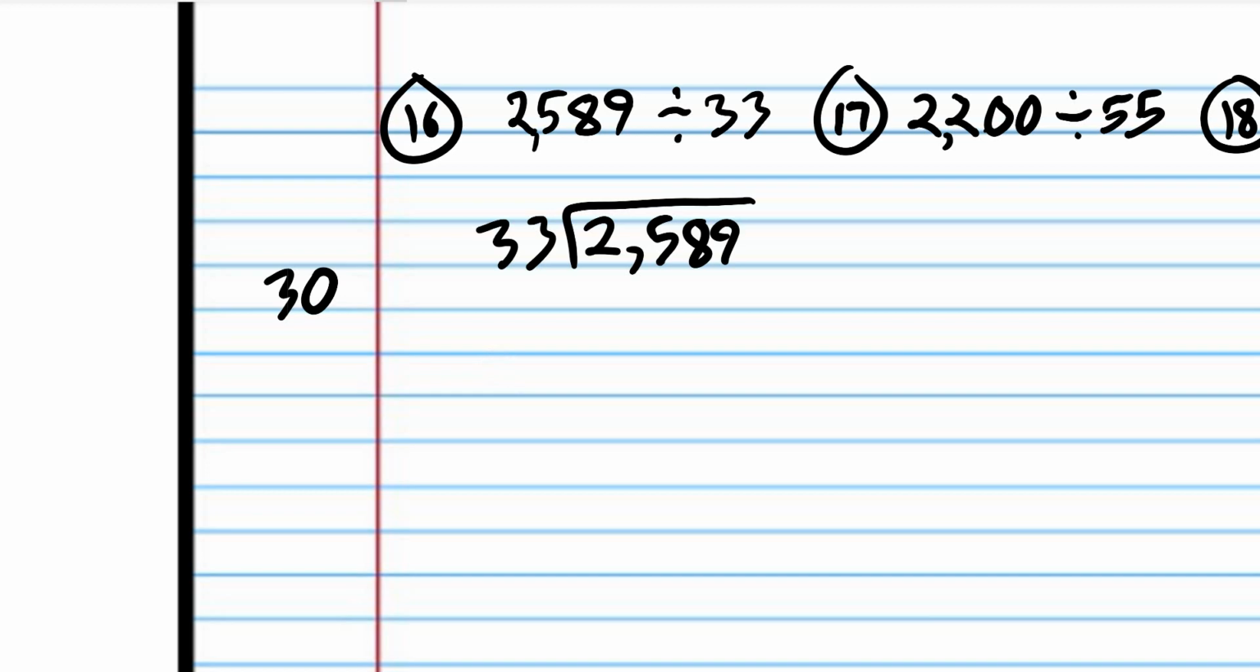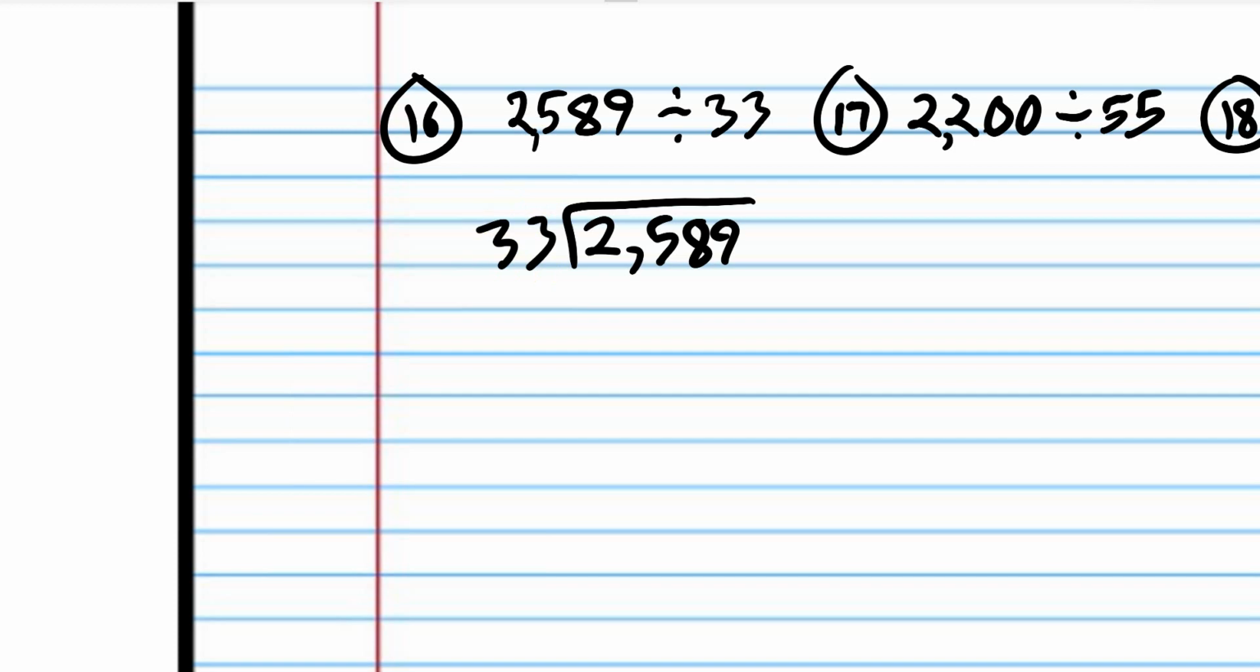So let's try 5. 5 times 0 is 0. 5 times 3 is 15. Now here's the key. 5 times 3 is 15, and because there was a 0 here, all you did was add a 0. Do you see that? It makes it a lot easier. So 5 times 30 is 150. 5 times 33 is a lot more difficult. That's why we rounded it off to 30.